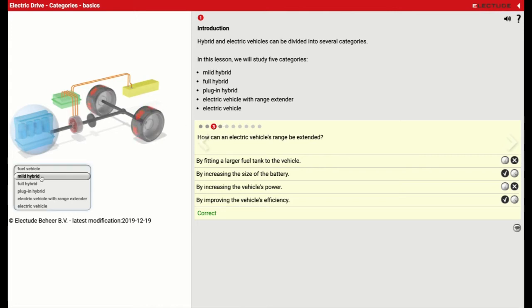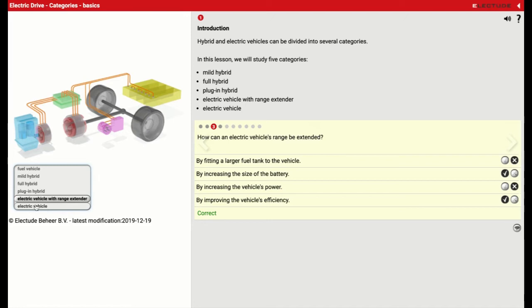Now, something I want to show you here is you can go through and change this little slider bar here and see what the different technologies look like and how the complexities of them increase the more options that you have.